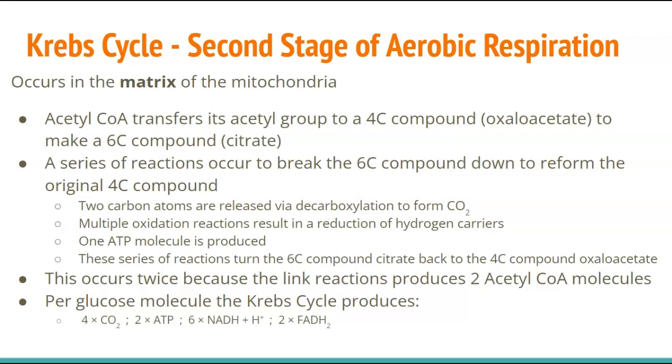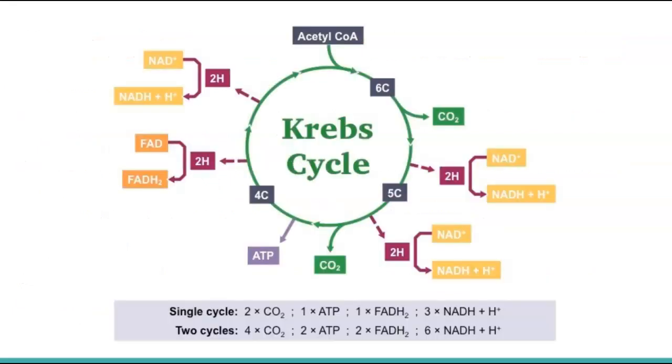So remember, I said it, but I'm going to say it again. This occurs twice because the link reaction produces 2 acetyl coenzyme A molecules. So each of the acetyl coenzyme A molecules goes through this Krebs cycle and produces this net outcome. Okay, so let's take a peek at what this looks like.